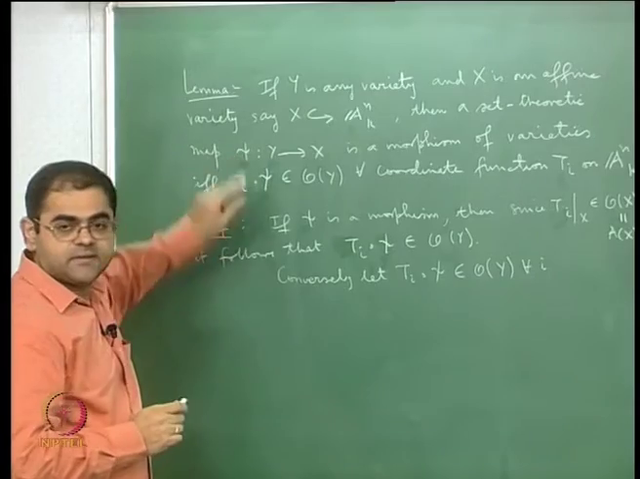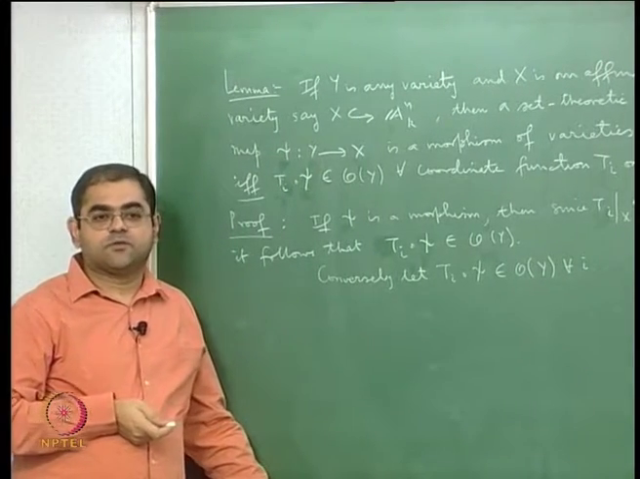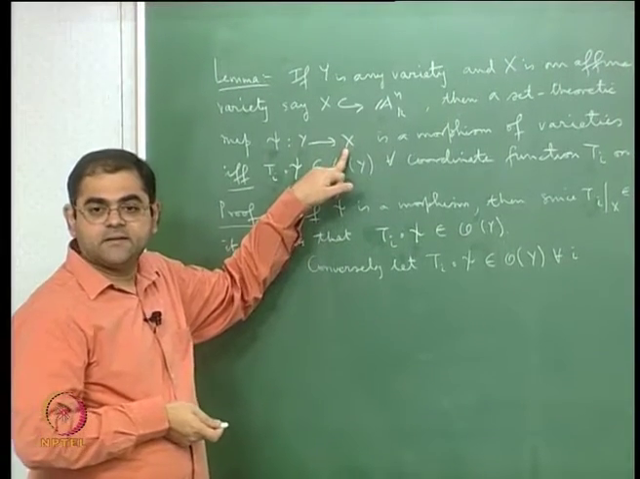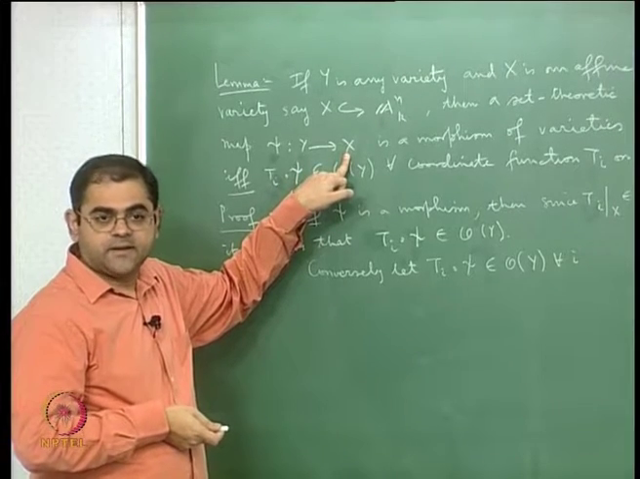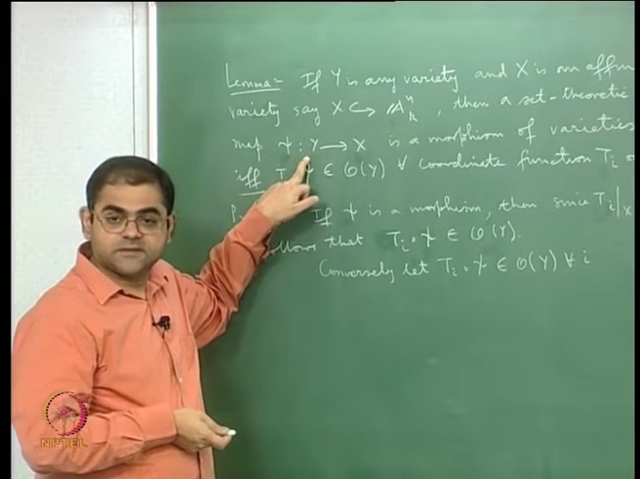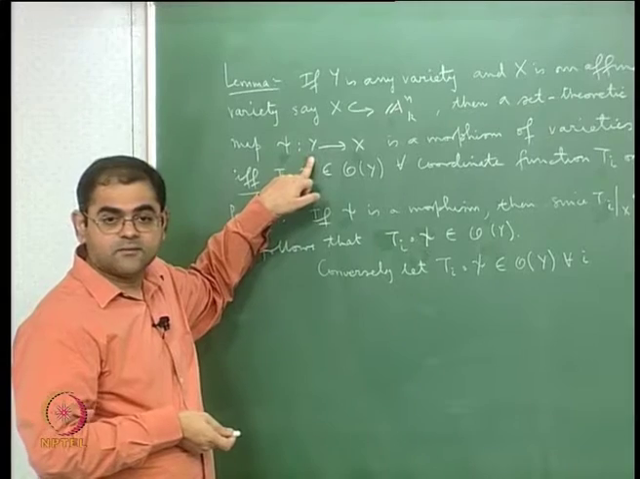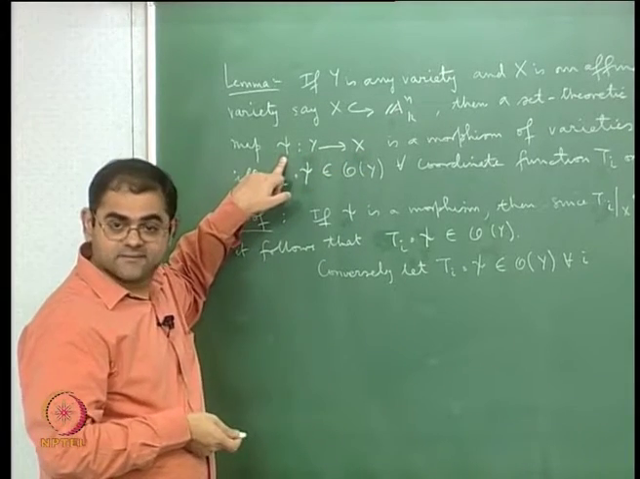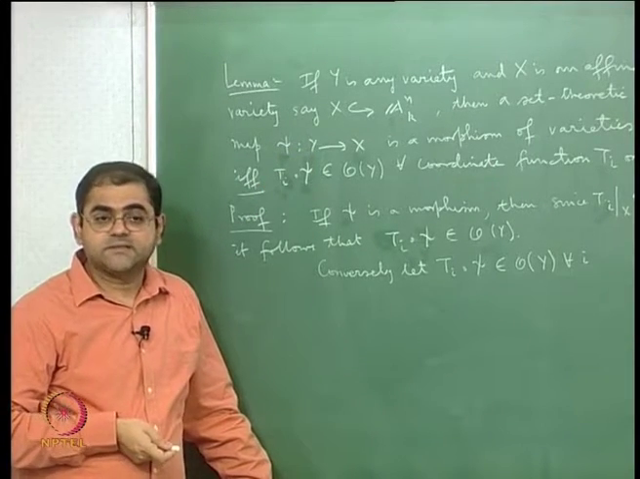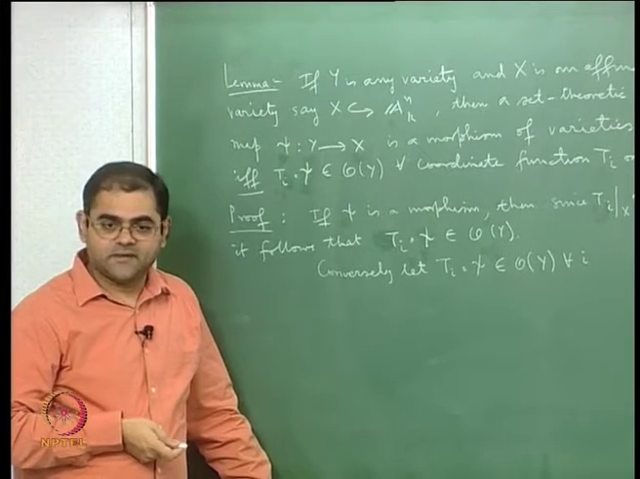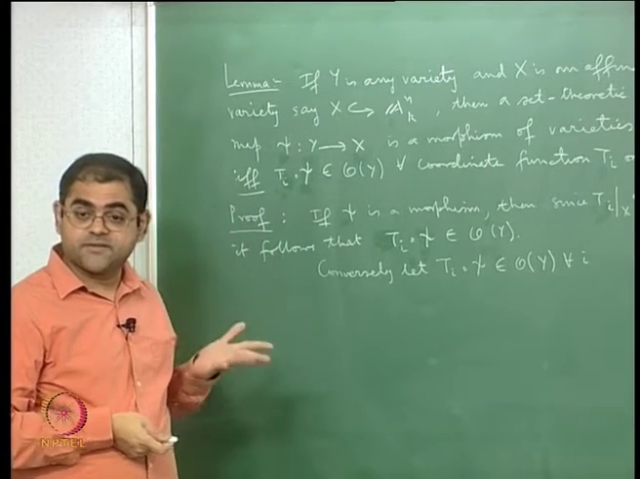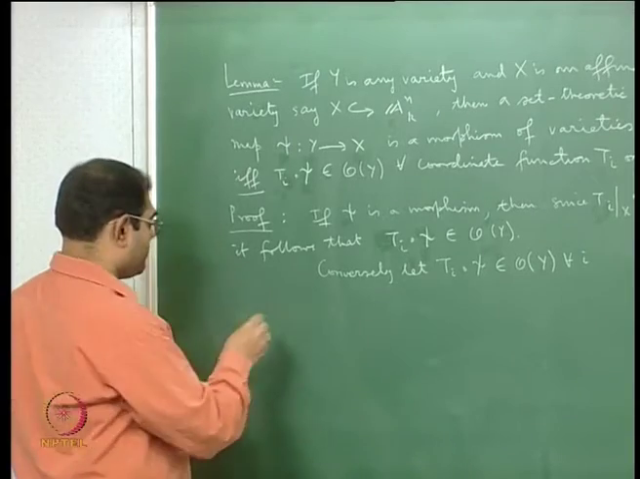How do I check psi is continuous? I check psi is continuous by checking that the inverse image of closed sets are closed. But what's a closed set? A closed set on X is just given by the common zero locus of a bunch of polynomials. And what is the inverse image of such a set under psi? It is the common zero locus of the bunch of regular functions on Y that I got from these polynomials by composing with psi, and the set of common zeros of a bunch of regular functions is a closed subset of a variety. Therefore psi pulls back closed sets to closed sets, so psi is continuous. It's very simple.